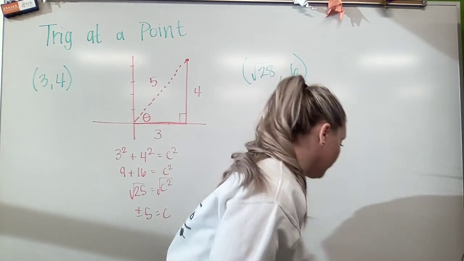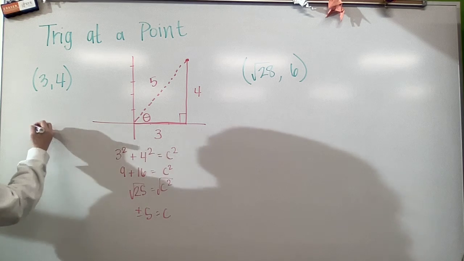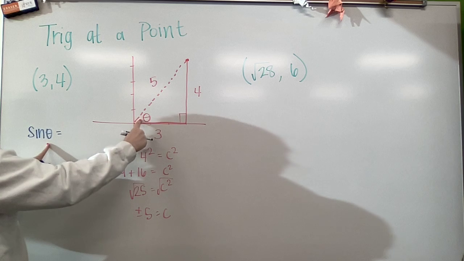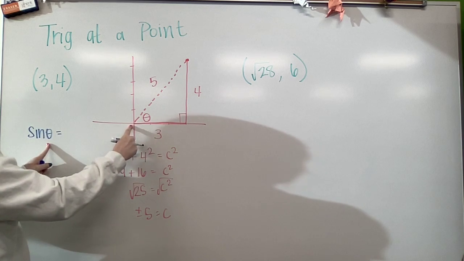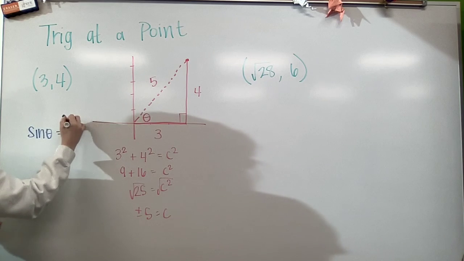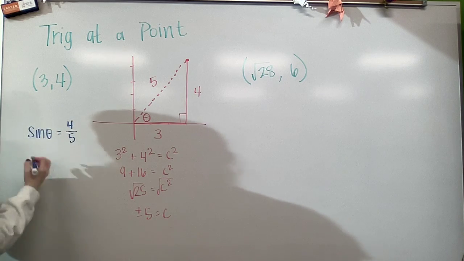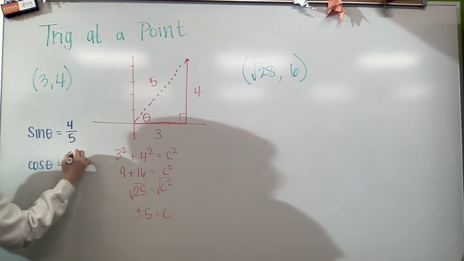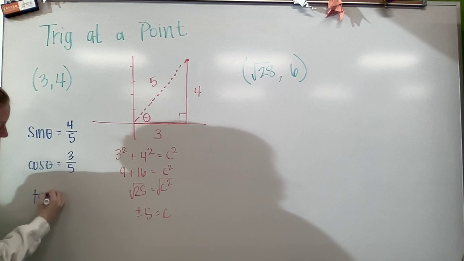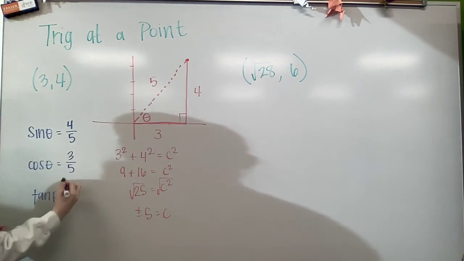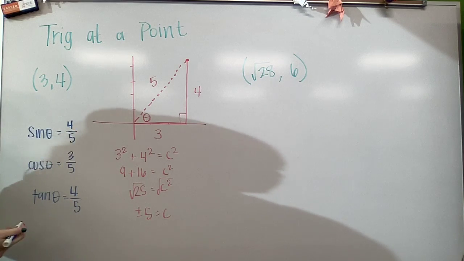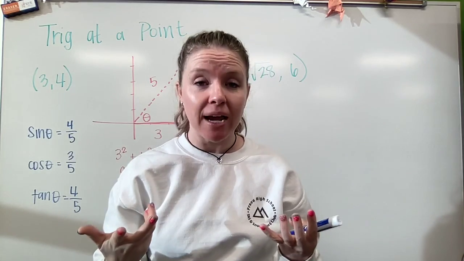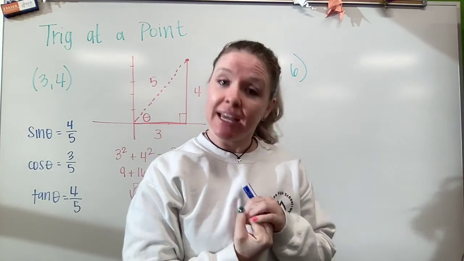Should feel familiar at that point, no pun intended. So we have the sine of theta. Again, theta is the angle with the vertex at the origin. Sine is opposite over hypotenuse. Cosine is adjacent over hypotenuse. And tangent is opposite over adjacent. That's it. Okay? All we got to do is take that point, build our right triangle, and then we can set up our sine, cosine, and tangent.